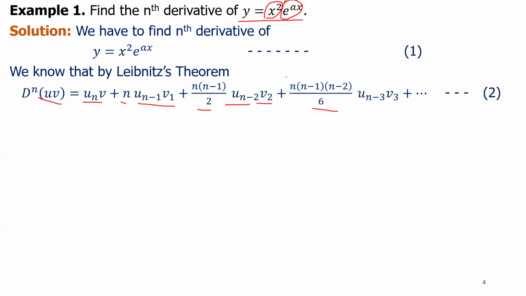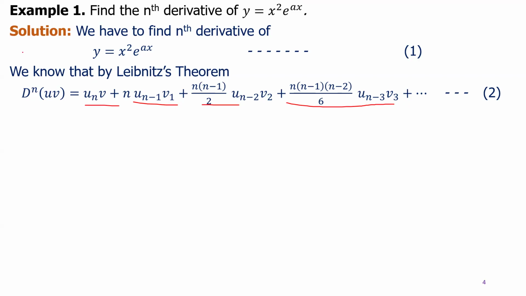So if we want to find out the nth derivative of any product of two functions using the Leibniz theorem, we have to first write down 1, 2, 3 and 4 terms of the Leibniz theorem. No need to write down the remaining terms. If we write down these 4 terms, then this is very useful and it is sufficient to write all the terms. Now, the question is like that.